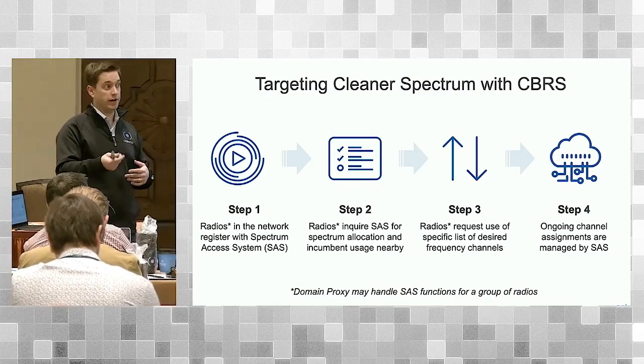So through the spectrum inquiry, you could actually get back a list of channels that are available. You pick one and then you try to get a grant on it. If you've already done the inquiry, I mean, you should be able to get the grant. Technically, you could ask for a grant on a channel without doing an inquiry first and just say, I don't know what channels are available, but I just want this one. And then the SAS might deny you.